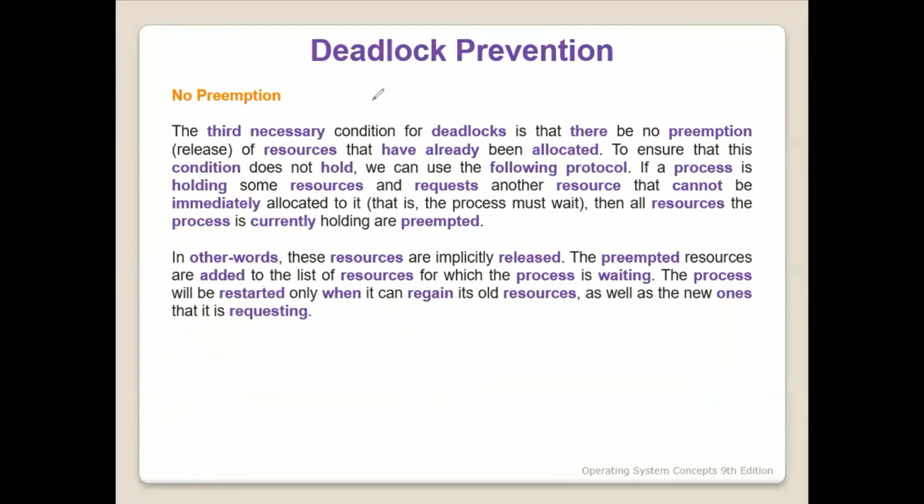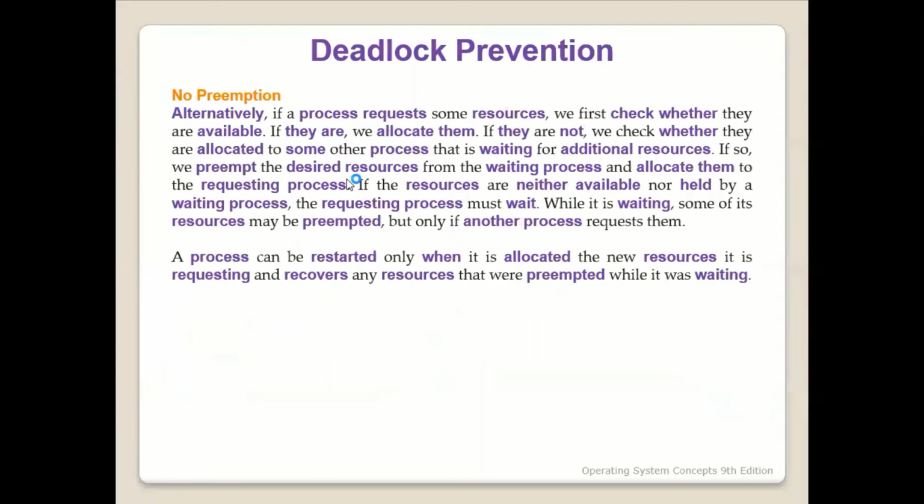So let's see the last one. We'll just see an alternative step for no preemption. If a process requests some resources, we first check whether they are available. If they are available, fine, you can allocate the resources to the process. There will be no problem. You won't have any deadlocks or any issues.